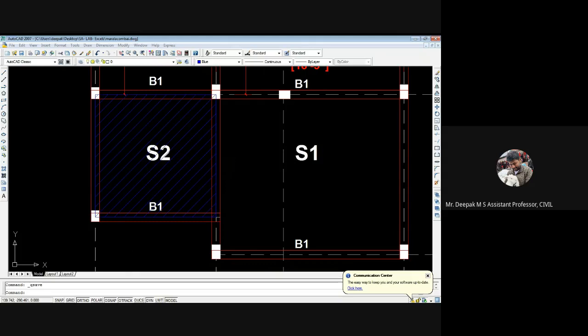Now the minimum area of steel required is 0.12 percentage of the gross section area, that is 144 mm square, and the reinforcement details in shorter direction and in longer direction, at midspan and in continuous edge. At longer direction at midspan and continuous edge, continuous or discontinuous edges.